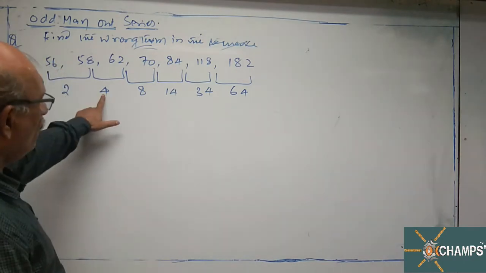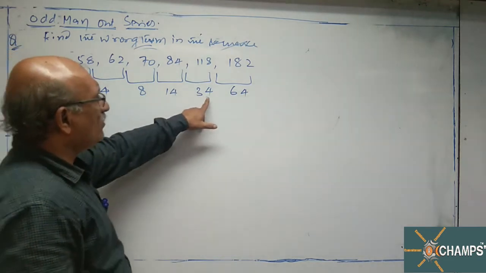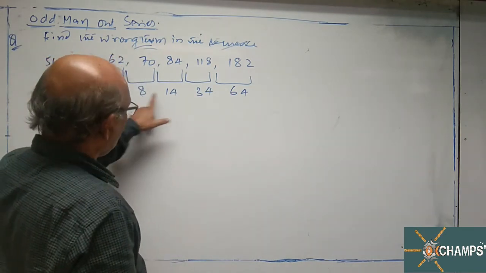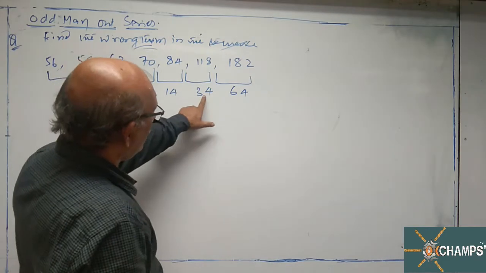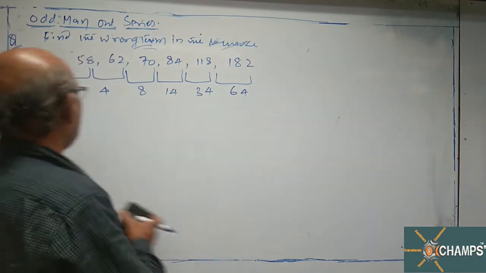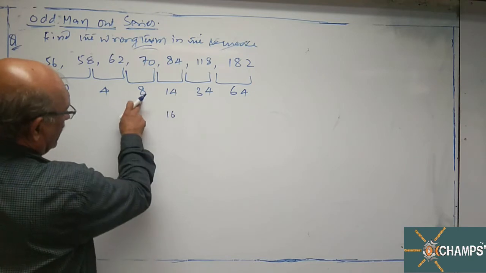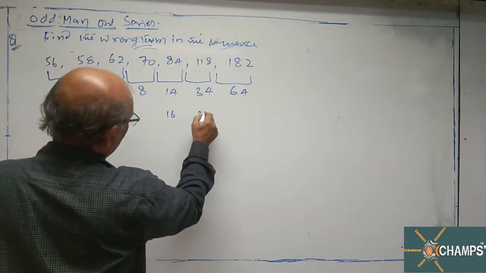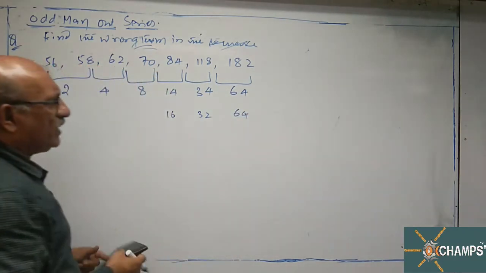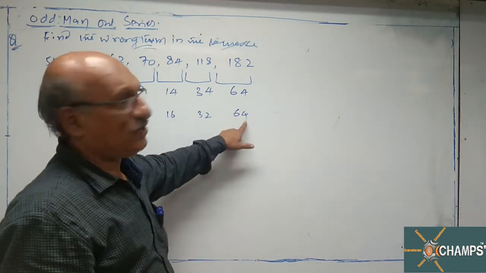Now sir, 2 2s are 4, 4 2s are 8, and 8 2s are 16. Then 16 2s are 32, 32 2s are 64. Observe the difference one more time, sir. Instead of 14, if I have 16 here, 8 2s are 16. Then it should be 32. Then 32 into 2 is 64. You are getting the difference.